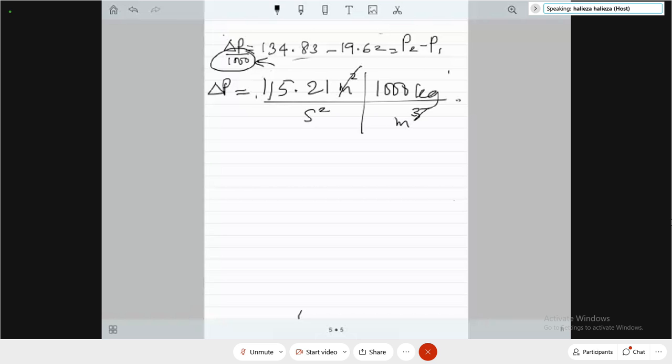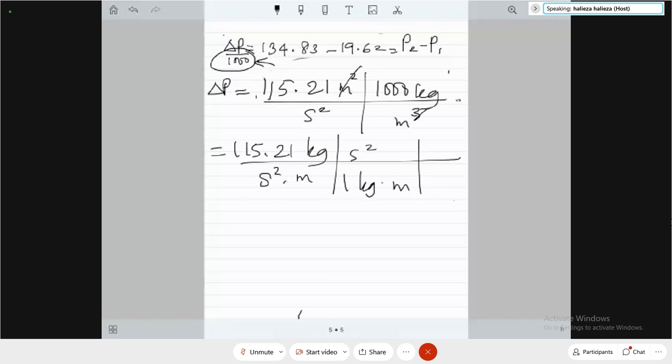So you have 115.21 kilogram per second square meter. Now you need to change it from that unit into Newton, because your pressure is in Newton. So 1 kilogram meter per second square is equal to 1 Newton. This is the conversion that we have been using so far. You cancel your kilogram, cancel your second square. Now your answer is going to be Newton per meter square, which is the unit for pressure.